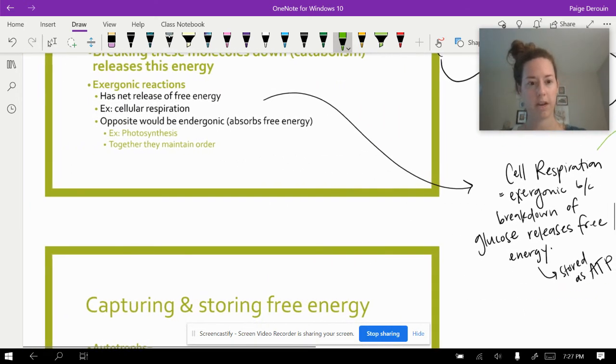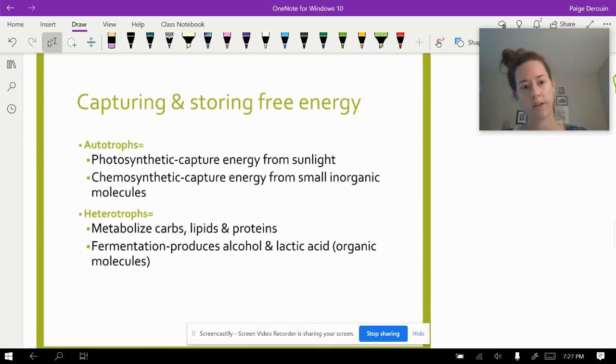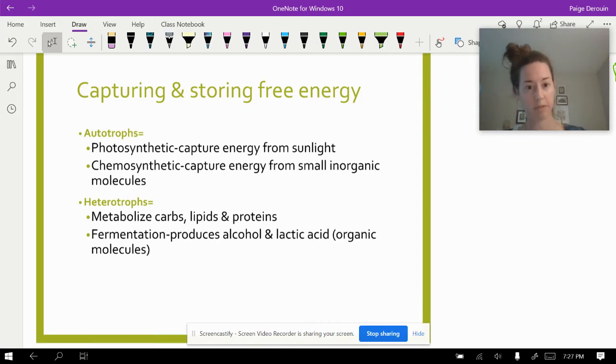Okay, going back over here. If we're going to take this up a notch to different types of organisms, there are two types: autotrophs and heterotrophs. Autotrophs are things that are able to capture and store free energy from the sunlight or a chemical. And heterotrophs are things that use catabolic pathways to break down molecules that they consumed.